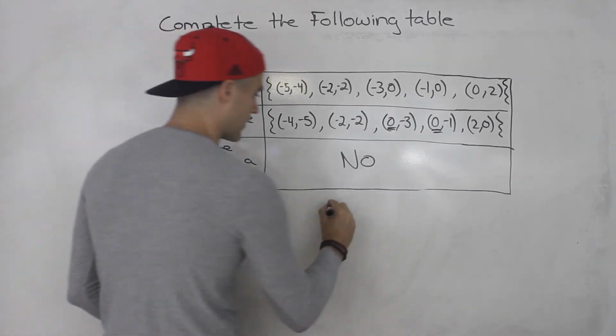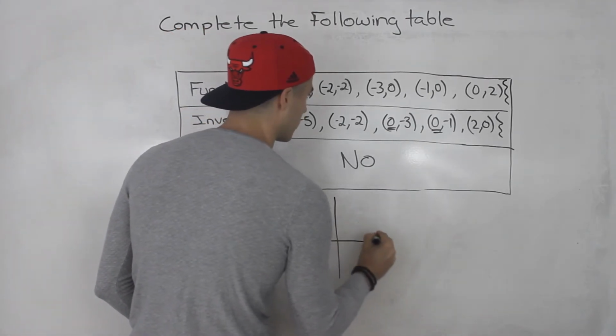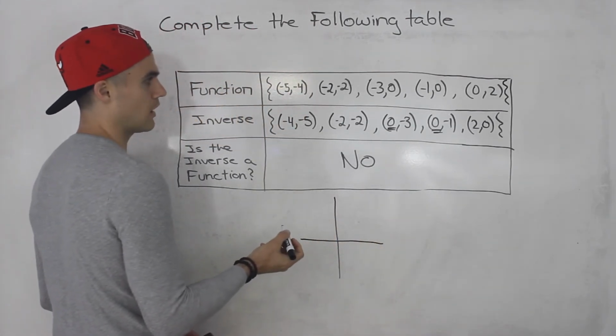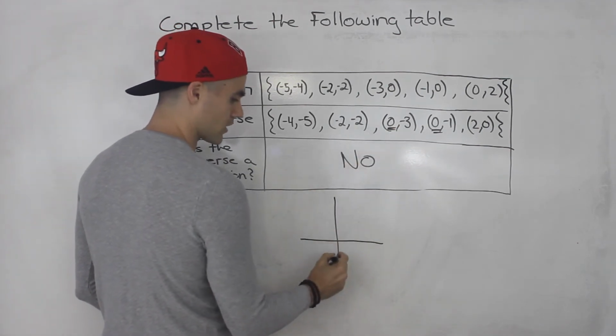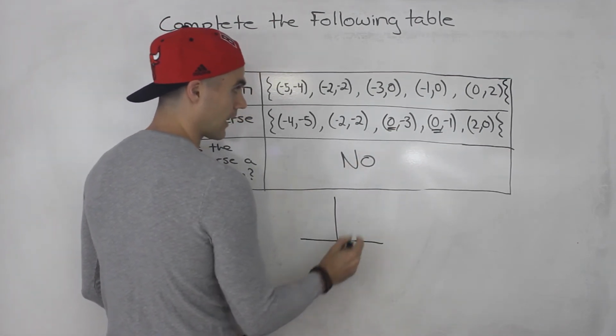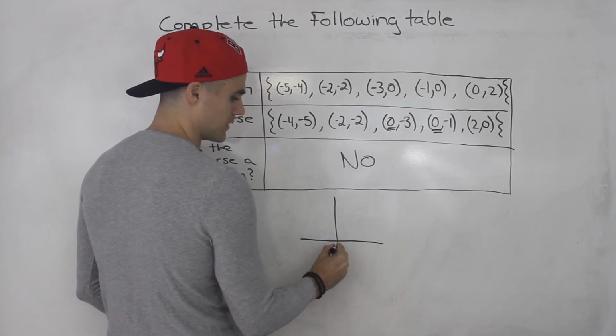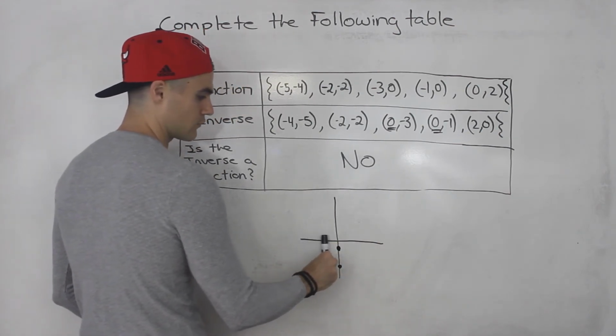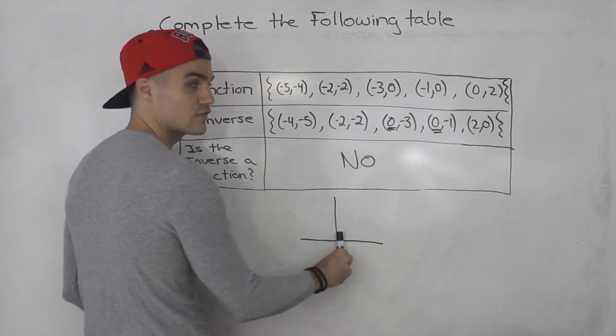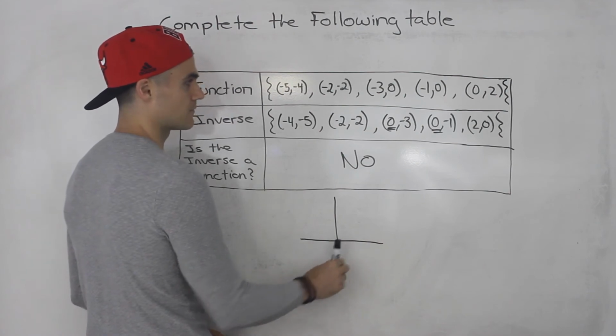And you can show that by graphing too. If you take these points and you plot them, and you plot 0, -3, which is down here, and then 0, -1, which is up here, well, if you run a vertical line through that, notice it's going to fail the vertical line test right there.